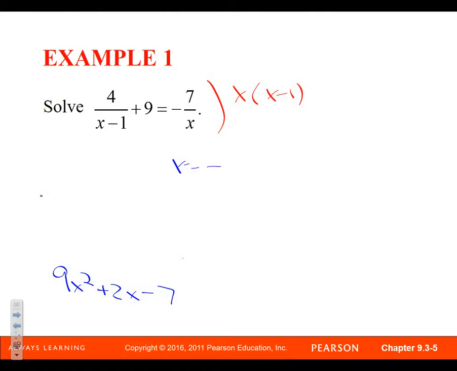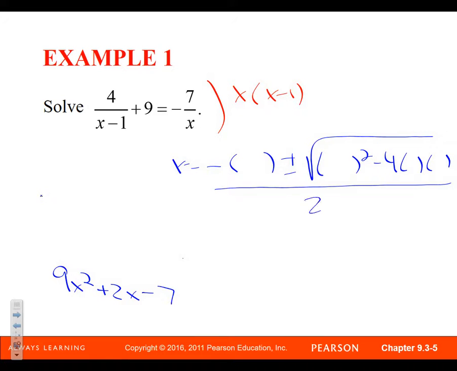X is equal to the opposite of b plus or minus the square root of b squared minus 4 times a times c, and that's all being divided by 2 times a. You can already see the order there, right? So I got a 2 here and here, a 9 here, and a -7 there. I like to go -2 plus or minus something over 18. And I like to go to my calculator for this. I'm just going to try to do it here.